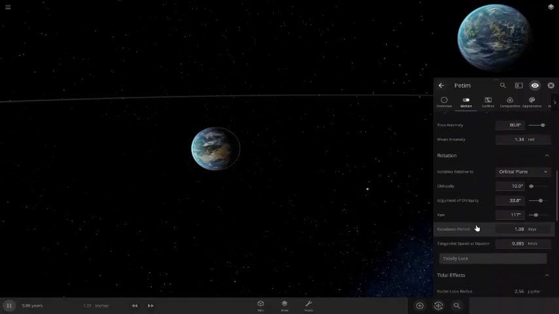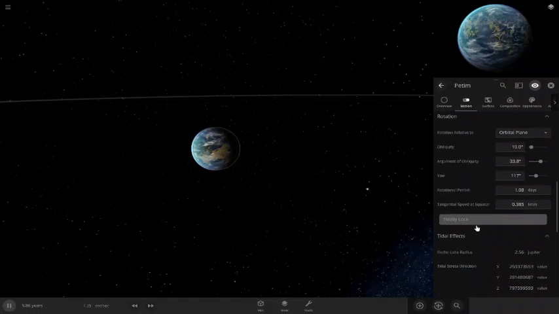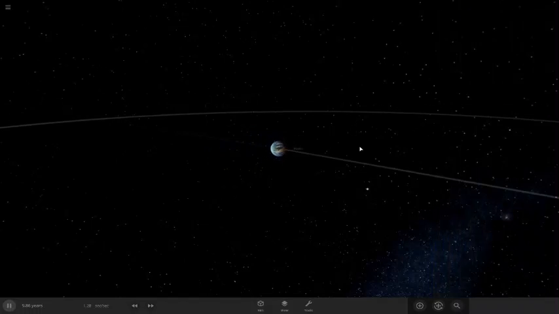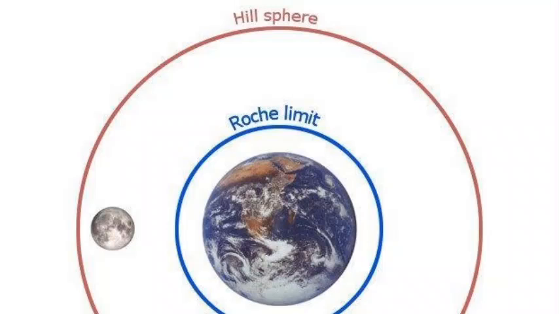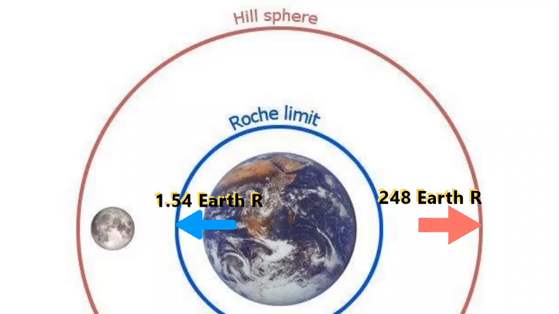and its closest distance to the Kerbal system is 1.97 astronomical units, with a max separation of 2.13 astronomical units. The Hill sphere of Patrum is 248 Earth radii, with a Roche limit of 1.54 Earth radii.